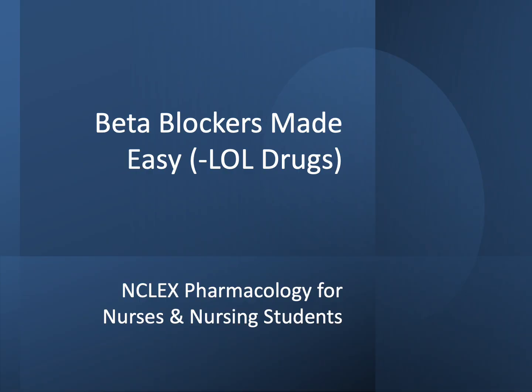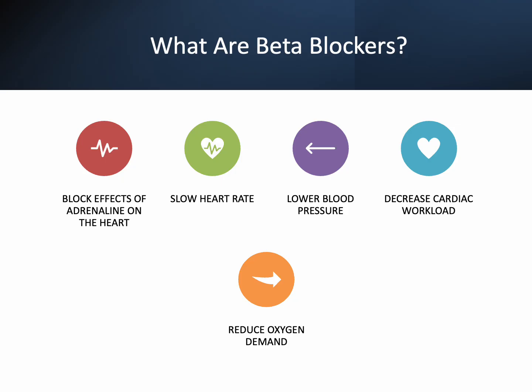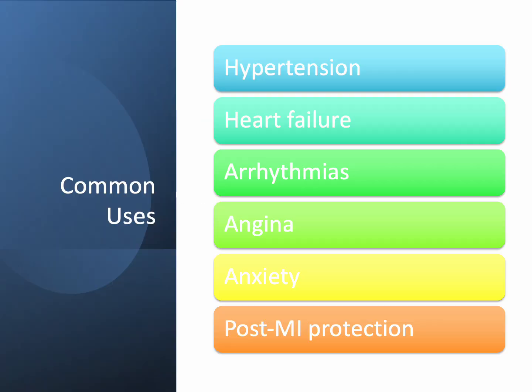Let's get started. So beta blockers block the effect of adrenaline on the heart, causing it to slow down, decreasing the blood pressure, decreasing the cardiac workload, and decreasing the oxygen demand within the body. So it helps essentially relax the body.